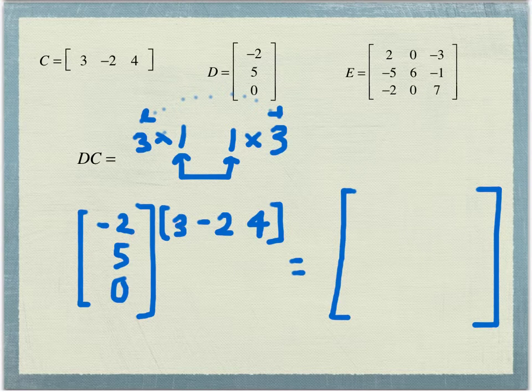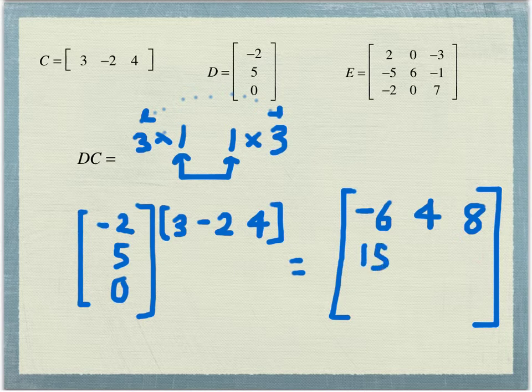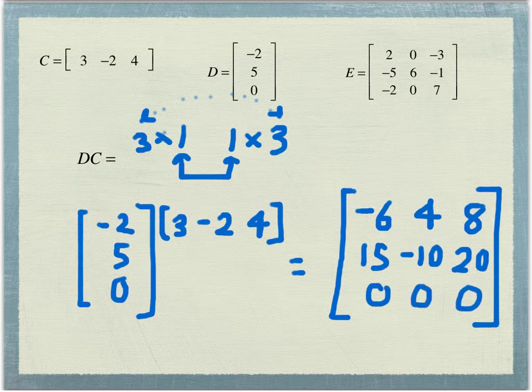So negative 2 times 3 is negative 6. All these are going to be row 1 in different columns. Negative 2 times 2 is 4, and negative 2 times 4 is 8. Then I go down to the next row and multiply again by each of these. That will give me the second row of my answer matrix there. So 5 times 3 is 15, 5 times negative 2, 5 times 4. And lastly, my last row looks like that'll be zeros all the way across. So there we go. That's how to multiply matrices. But remember, if these middle numbers ever do not agree, then you cannot.